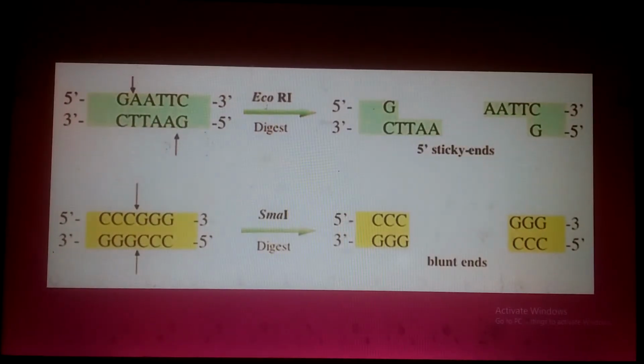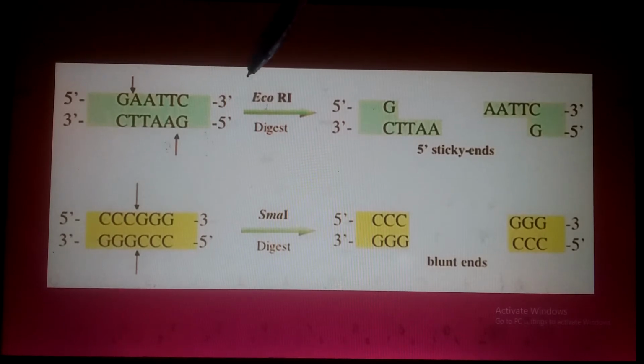Okay, as you can see here, just suppose this is the bacteria, this is the desired gene, and we are using EcoRI. Eco means this restriction enzyme is obtained from Escherichia coli. So this EcoRI cuts the DNA at specific positions, like at this site and at this site. Just suppose this is the whole, complete DNA.